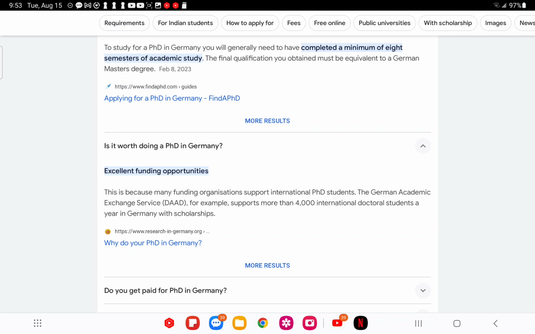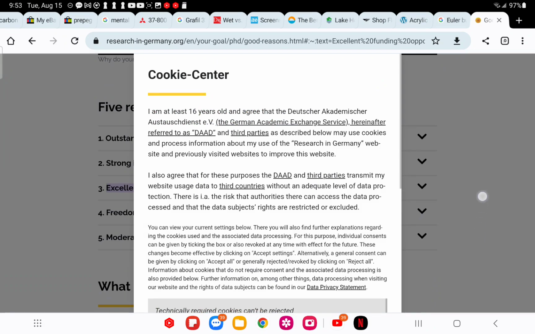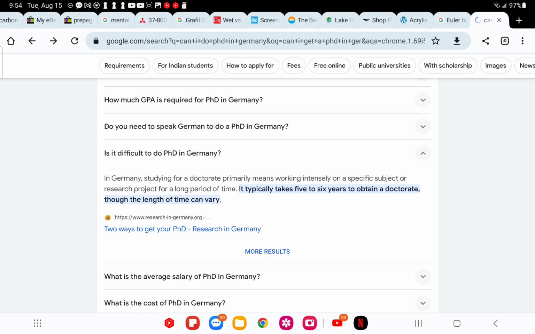Why do your PhD in Germany? Let's find out. Cookies and all that, I'm going to pass on that one. So here it says, is it difficult to get a PhD in Germany? In Germany, studying for a doctorate, and that's what a PhD is, primarily means working intensely on a specific subject or research project for a long period of time. It typically takes 5 to 6 years to obtain a doctorate. So now you can see you can get a PhD.